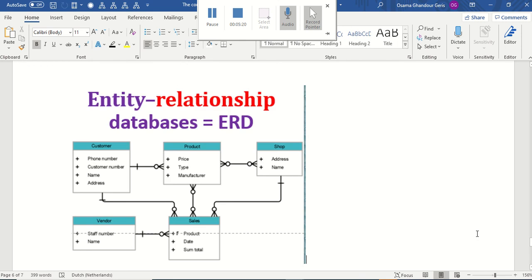Okay, and this is an example of a complex database, which consists of many tables, and between one table and the other there is some type of relationship. So as an example, the first table, which is customer, is related to the product table with one to many, one on the side of customer and many on the side of product, and so on.